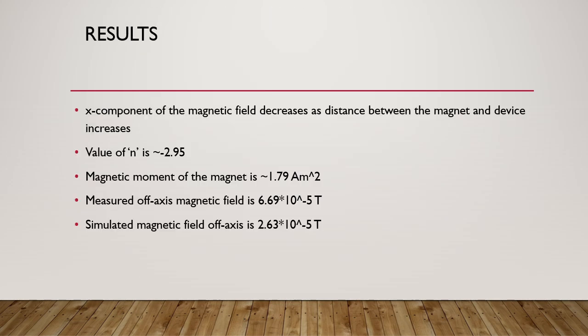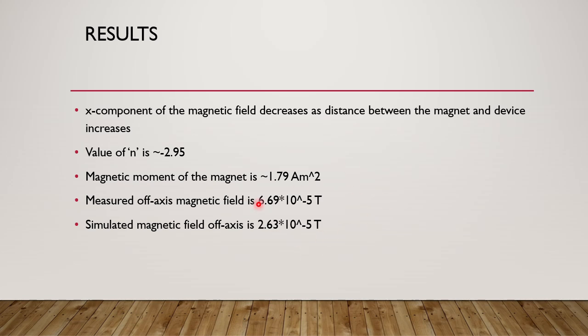So talking about the results, we found that the x component of the magnetic field decreases as the distance between the magnet and the device increases. I found that the value of n is roughly minus 2.95. The magnetic moment of the magnet, denoted by the symbol mu, is around 1.79 amperes meters squared. The measured off-axis magnetic field is 6.69 times 10 to the minus 5 Teslas, and the simulated magnetic field is 2.63 times 10 to the minus 5 Teslas. These are very small amounts because a Tesla is a very large unit.